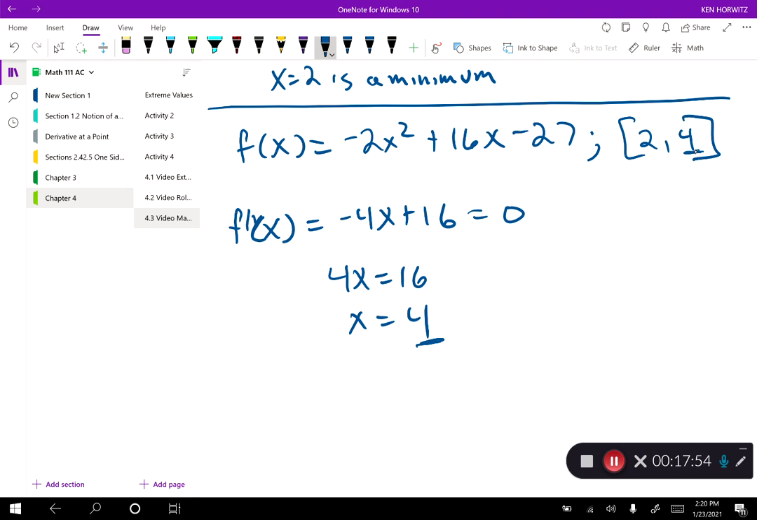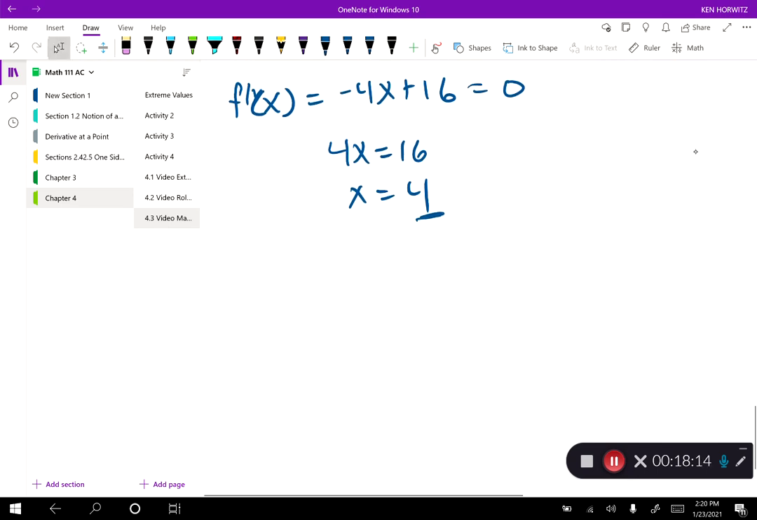Now the key here is the critical number. The only reason to use a critical number is if it's in the domain. In this kind of problem, you could potentially get a critical number outside of the domain. If you get one outside of the domain, don't use it.